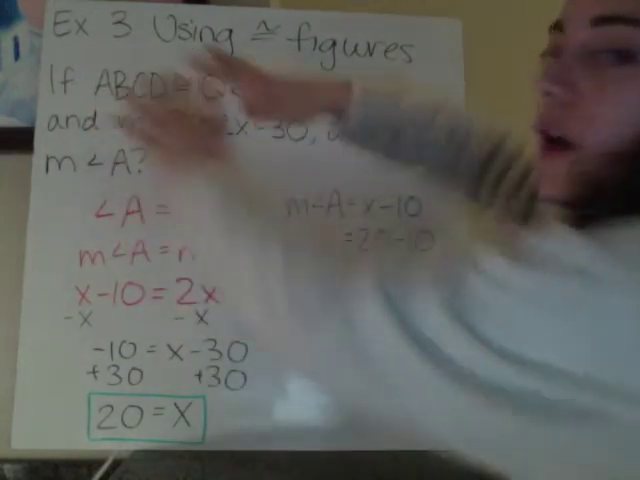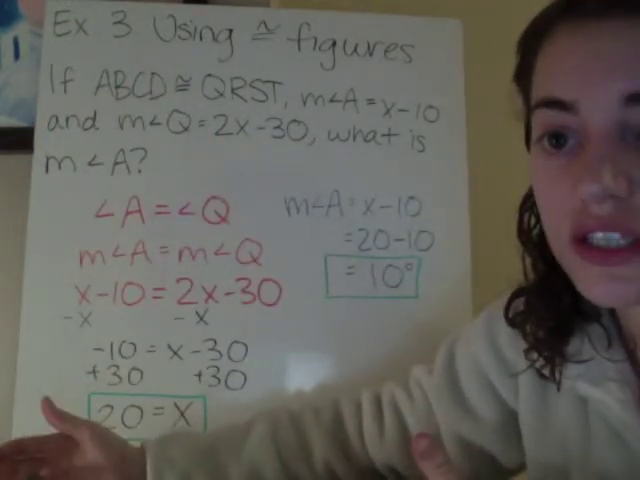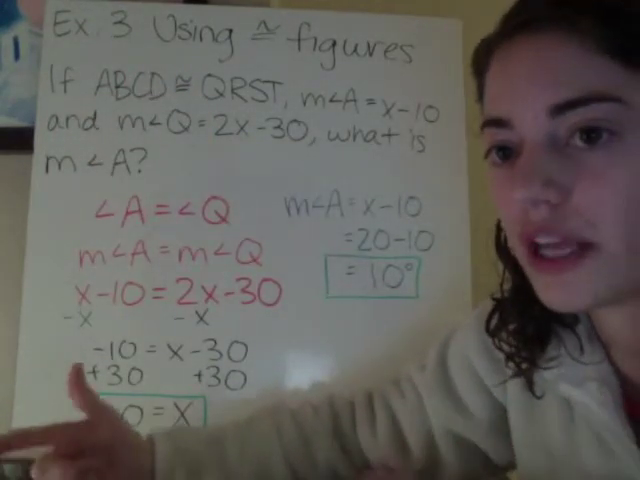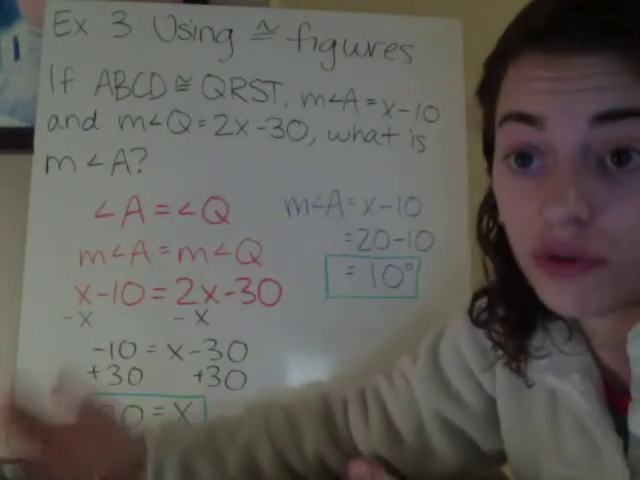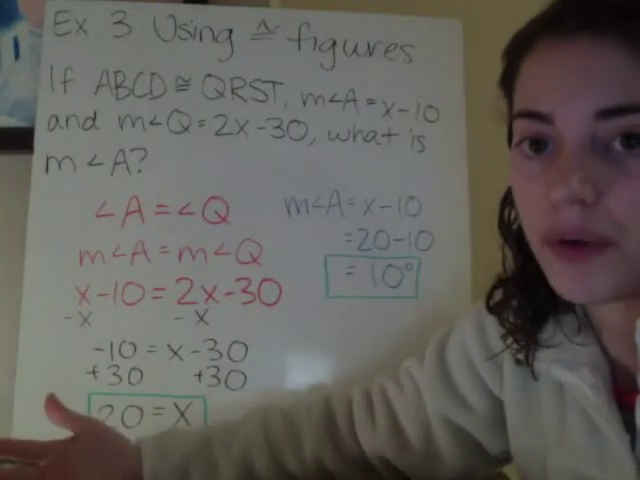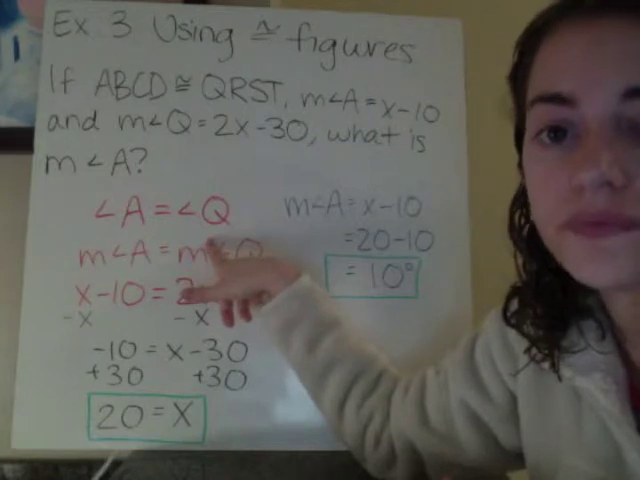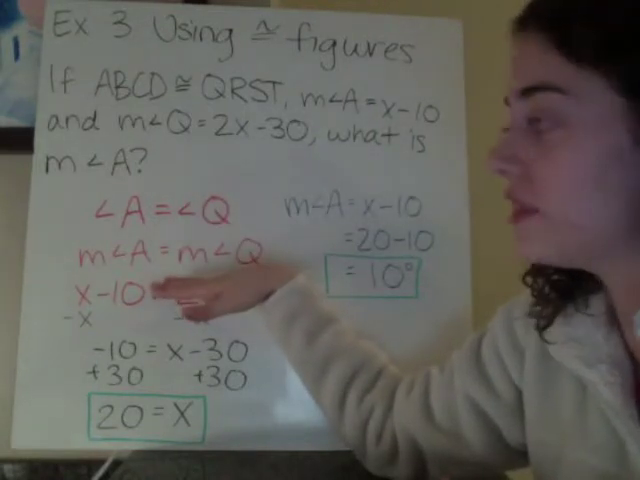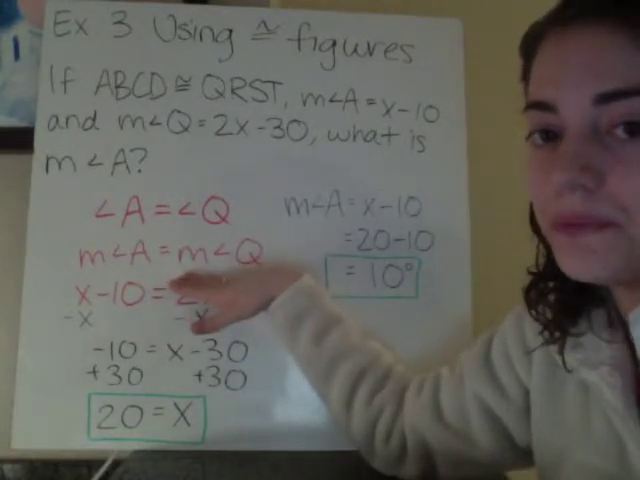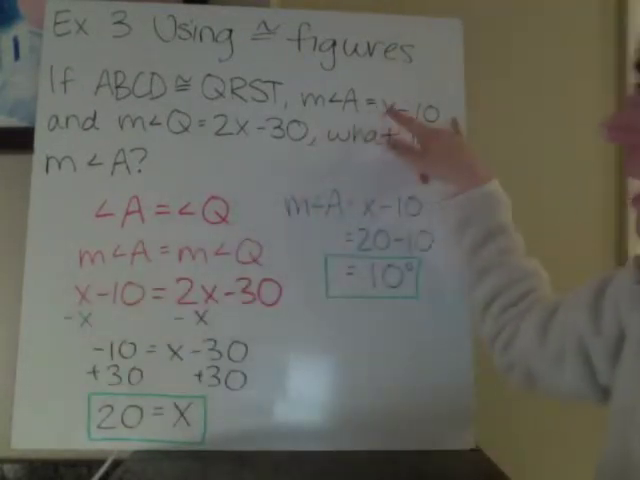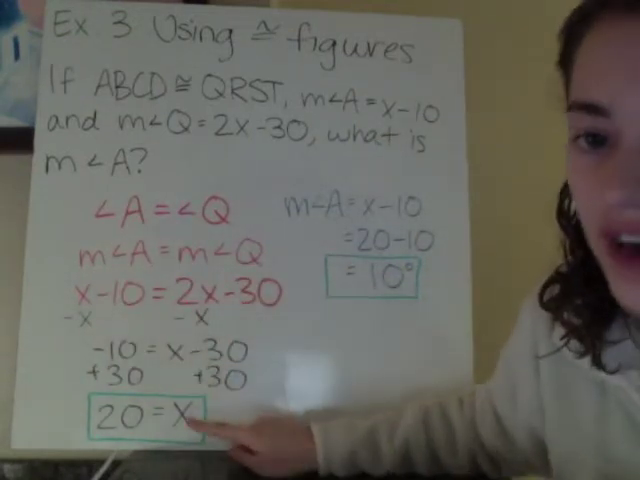I can look at the way that these quadrilaterals are labeled, and I see that A and Q are both labeled first. Therefore, I know that they are corresponding parts of these quadrilaterals. And if they're corresponding parts and they're congruent quadrilaterals, they must be congruent. So I know that angle A is congruent to angle Q. And from the definition of congruency, I know that the measure of angle A is equal to the measure of angle Q. Now I've just substituted in the algebraic expressions for the measure of angle A and the measure of angle Q, and I solve for x.